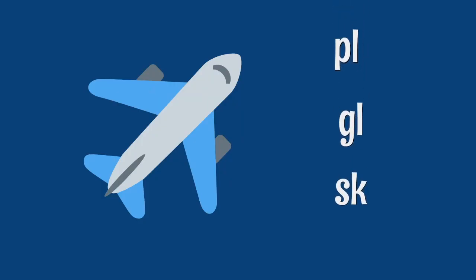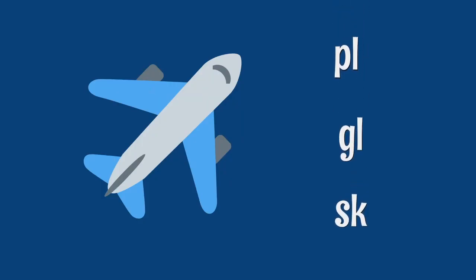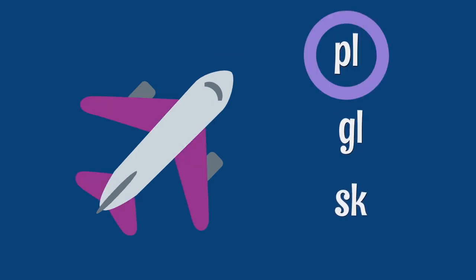Okay, what is this a picture of? Do you know the beginning blend at the beginning of the word? That's right. It's a picture of a plane. The beginning blend is PL, plane.